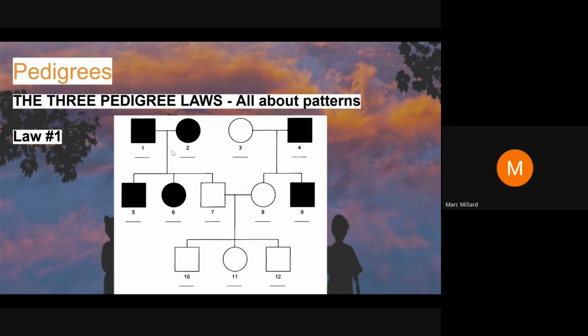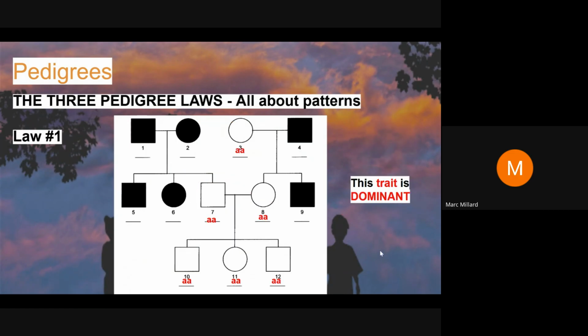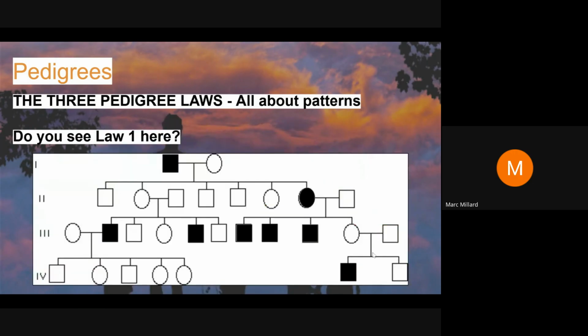Here's another one. Now you can see here, same parents. Some of the children have it, some of them don't. So again, same parents, different child. So in this case, this lets us know that this is a dominant trait versus a recessive one. Okay. So you can practice on some of these others as well.